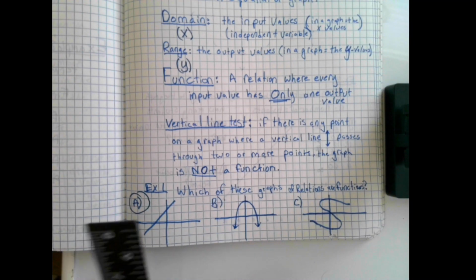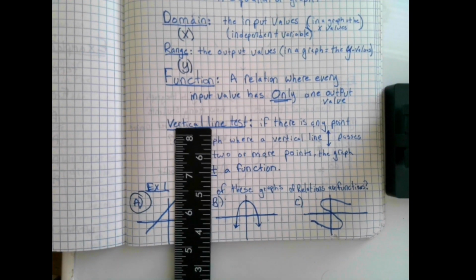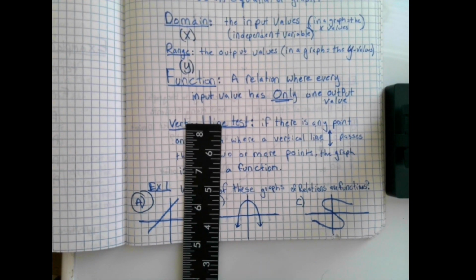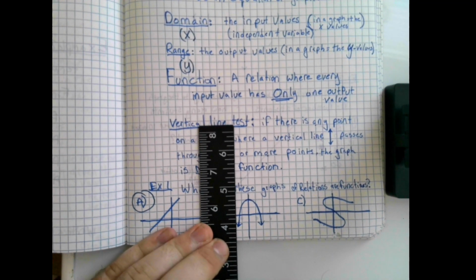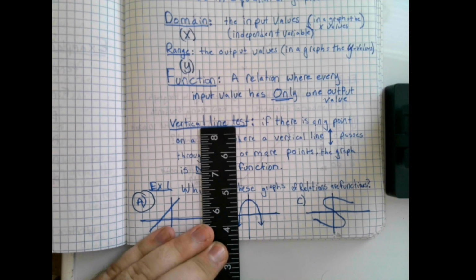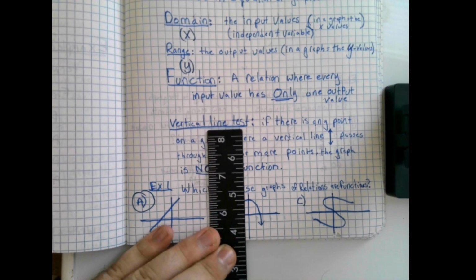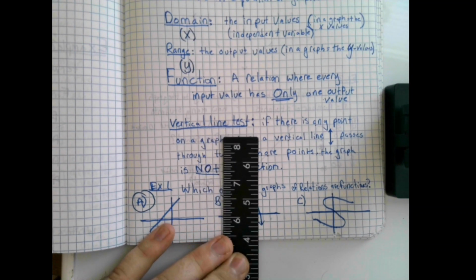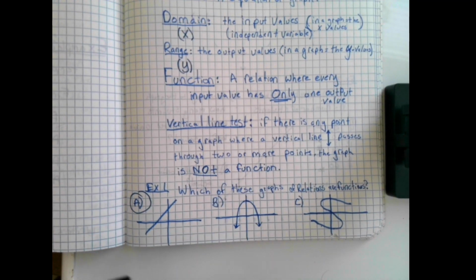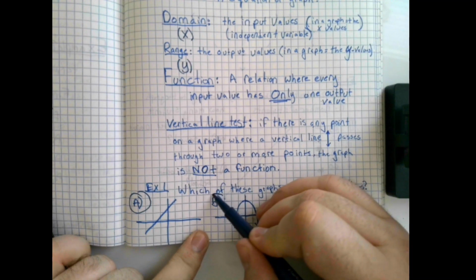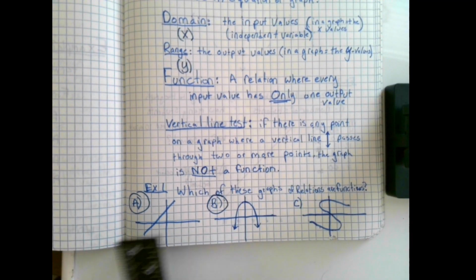Now let's check B. B looks a little bit weird. It's not a straight line. Relations and functions don't always have to be a straight line. Let's test this out. Now here it's at one point, and it's at one point the entire time, meaning B is also a function.